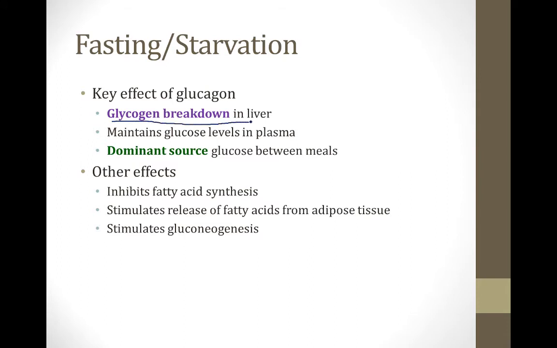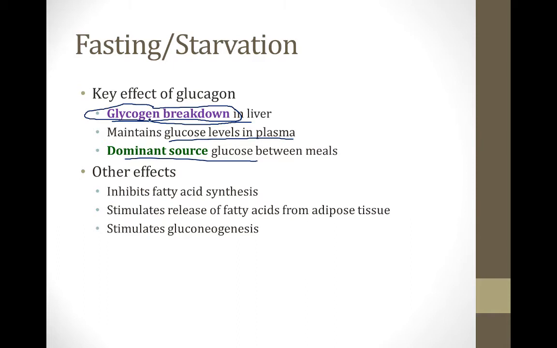The breakdown of glycogen into glucose and the secretion of glucose into the plasma is very important for maintaining glucose levels between meals. This is the dominant source of glucose when you're not eating. If you don't eat for 6 hours and you do a fingerstick blood sugar, you will find that your glucose level is normal at about 90 or 100. The reason it's normal is because your liver is breaking down glycogen to supply glucose into the plasma. If not for that, you would become hypoglycemic and you could have a seizure.